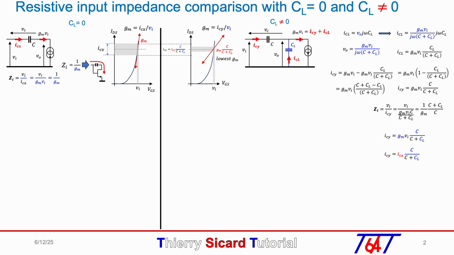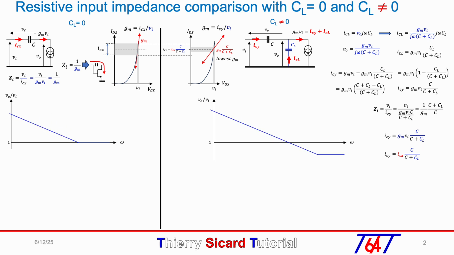So, we understood and visualized why the input impedance is higher when the load capacitance CL is not equal to 0. But now we need to compare why the input impedance changes from resistive to capacitive when the angular frequency is higher than Gm over CL. To explain this, we start by plotting both gain versus frequency for CL equals 0 and CL different of 0.